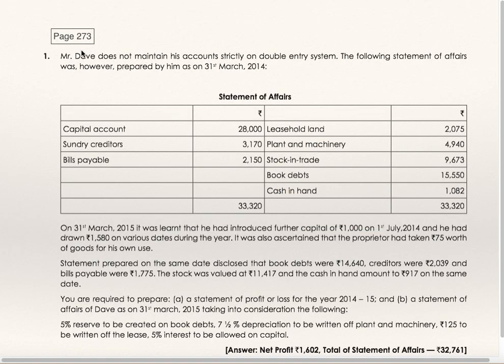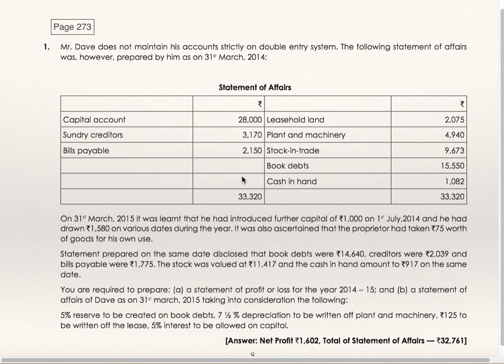Now page number 273. First question. Mr. Dave does not maintain his accounts strictly on double entry system. The following statement of affairs was, however, prepared by him as on 31st March 14. So he has prepared statement of affairs as on 31st March 14. This is the opening statement of affairs: land, plant and machinery, stock, book debts meaning debtors, and cash. Capital account, creditors and bills payable.